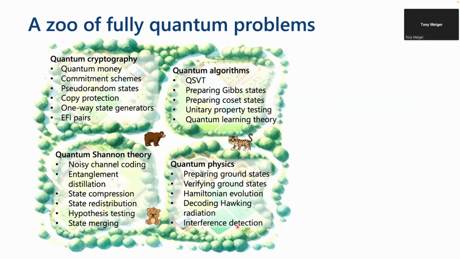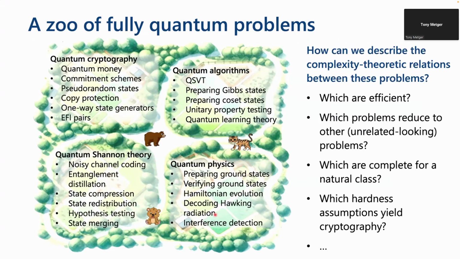Likewise, what people care about the most, maybe in a physics department: preparing ground states, fundamentally a quantum output question, because I want to output the ground state and I want to output some classical property of it. I could talk about verifying ground states, as in you give me a description of a Hamiltonian and a state, and you ask me, is that the ground state? You can talk about decoding Hawking radiation, which we might very briefly at the end. So there are all of these problems.